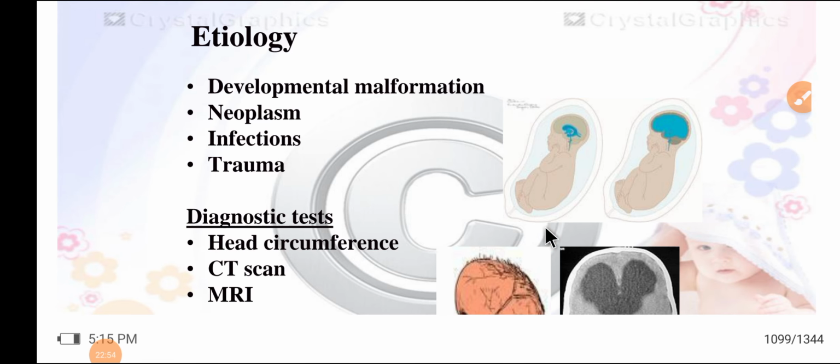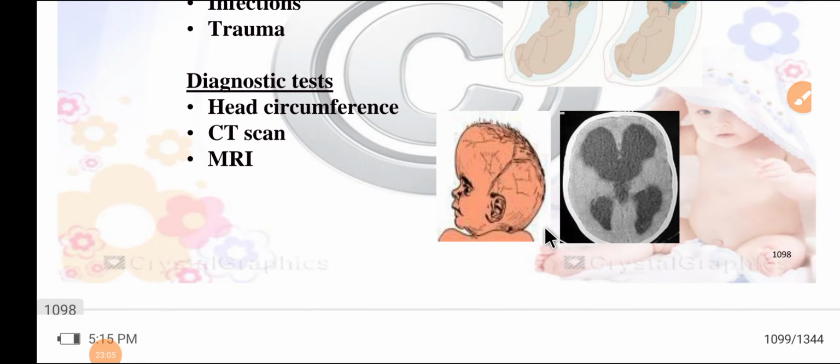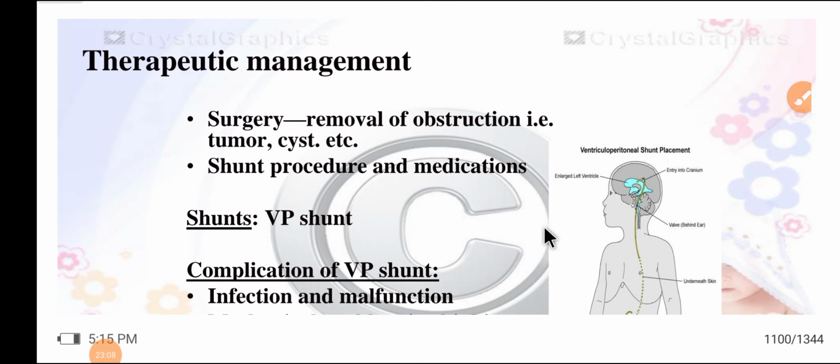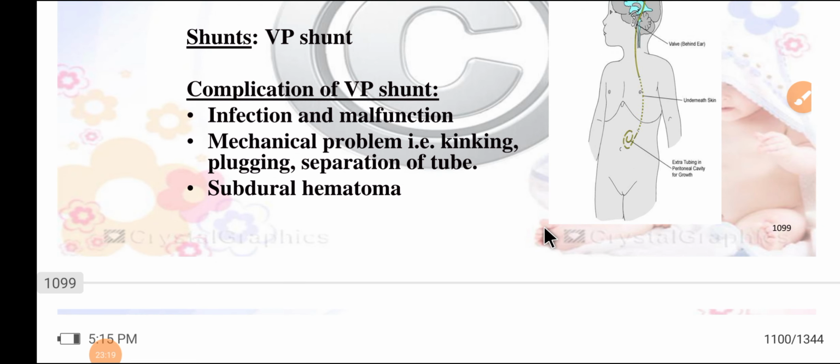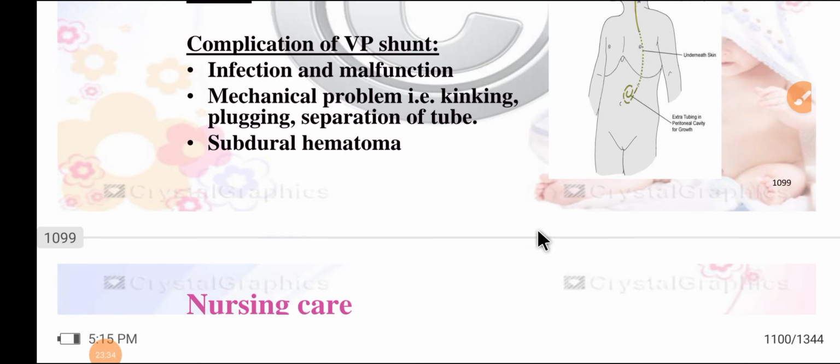Etiology: developmental malformation, neoplasm, infections, trauma. Diagnostic tests: head circumference, CT scan, MRI. Therapeutic management: surgery, removal of obstruction, tumor, cyst, shunt procedure and medications. Shunt, VP shunt. Complications of VP shunt: infection and malfunction, mechanical problem, kinking, bludgeoning, separation of tube, subdural hematoma.